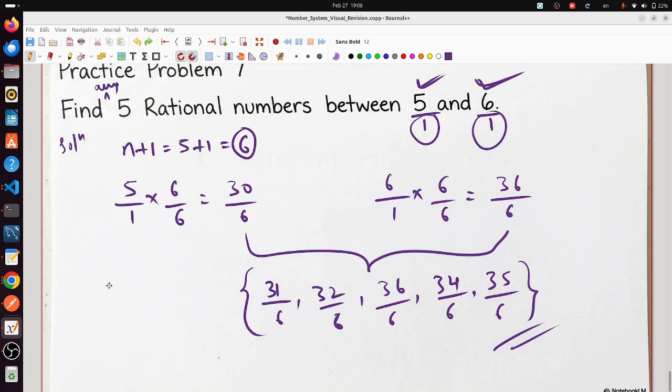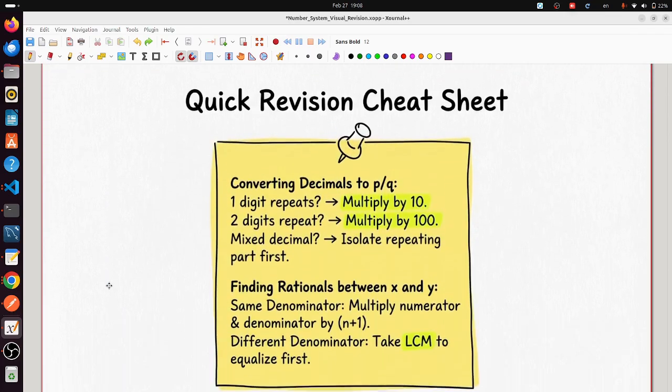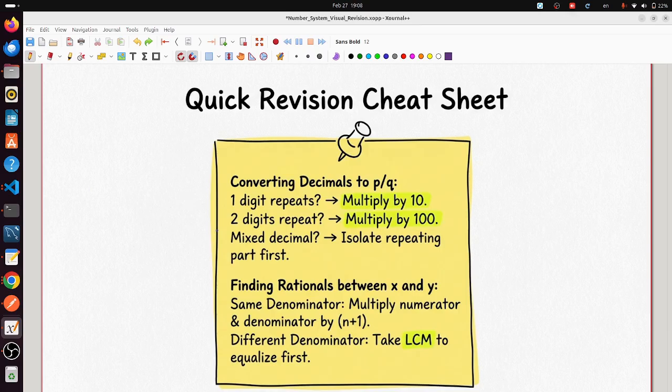So now next slide we'll see. This is the last slide. This is a quick revision sheet. What all we discussed: converting decimals into p by q form. If 1 digit repeats, like 0.5 repeating, we need to multiply with 10. That's what we have seen, right? If 2 digits are repeated, like in some problems we had 0.3737, then we multiply with 100. These two we have already seen.